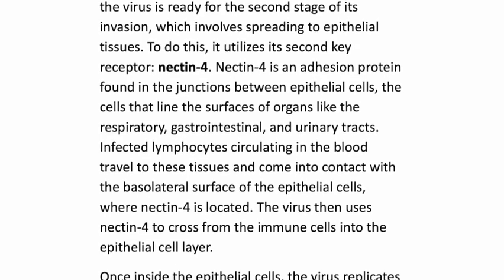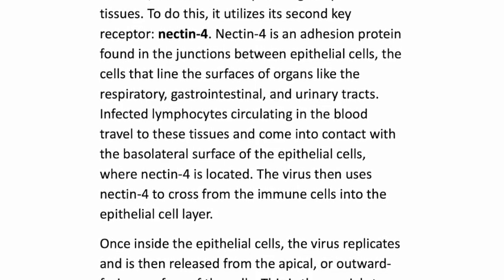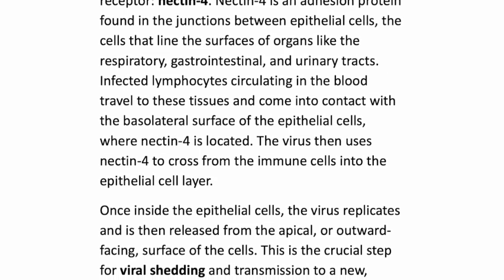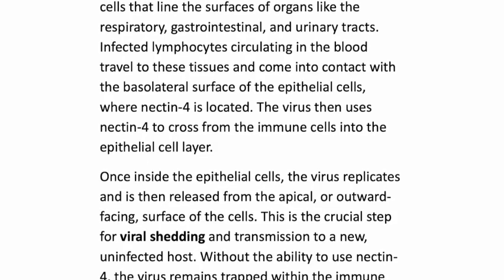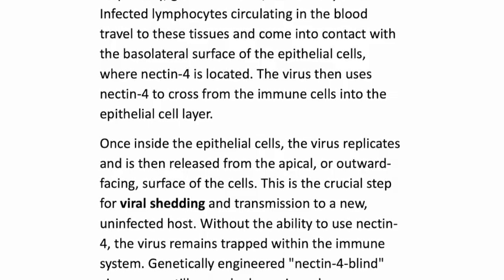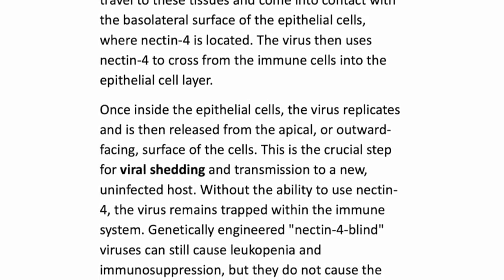Nectin-4 is an adhesion protein found in the junctions between epithelial cells, the cells that line the surfaces of organs like the respiratory, gastrointestinal, and urinary tracts. Infected lymphocytes circulating in the blood travel to these tissues and come into contact with the basolateral surface of the epithelial cells, where Nectin-4 is located. The virus then uses Nectin-4 to cross from the immune cells into the epithelial cell layer.